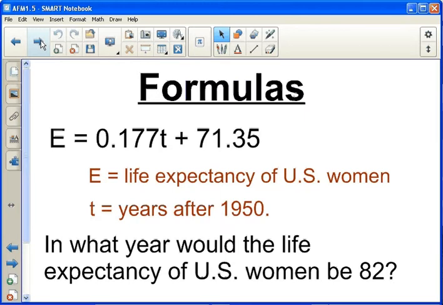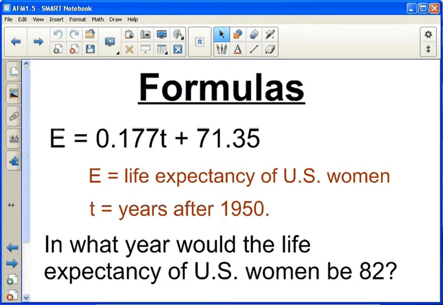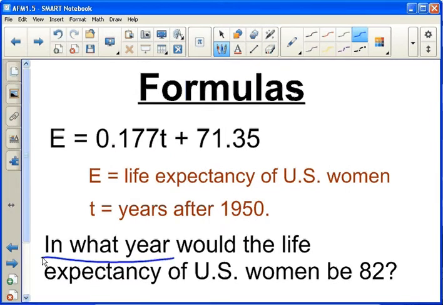E is the life expectancy of U.S. women, and T is years after 1950. So according to this model, E equals 0.177T plus 71.35. And the question is, in what year would the life expectancy of U.S. women be 82? So one thing you need to make sure you know is to be able to identify the variables you need. Now they're asking us in what year? Well, years is T. So we're going to be looking for T. This is what we're trying to find.